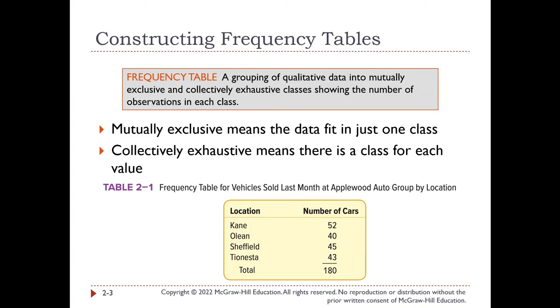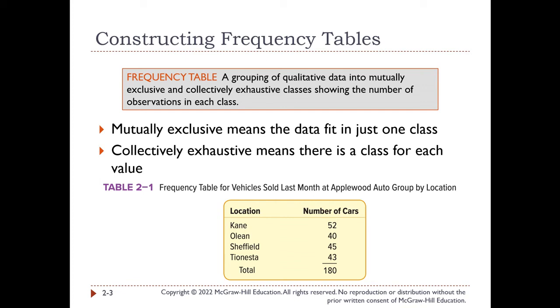So let's start off. What is a frequency table? This is the basis of our data. It groups qualitative data into mutually exclusive classes, basically, data fits in just one class, and collectively exhaustive classes, where there's a class for each value. That's all it is: it fits in one class and there is a class for each value, showing the number of observations in each class.